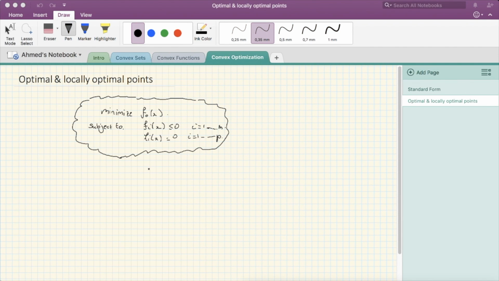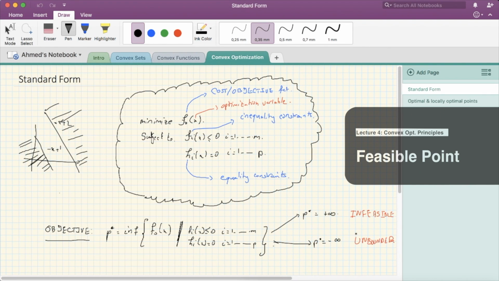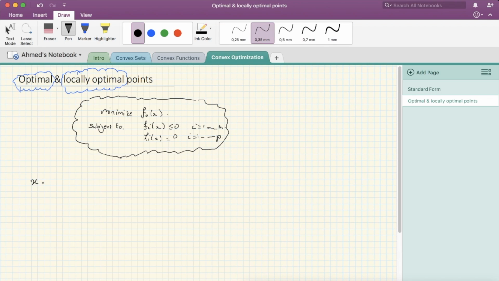Okay, so now let's discuss two types of points. So one is optimal points, right? The other ones are termed locally optimal points. Now we'll talk about those in more detail. But before, let's go ahead and define what a feasible point is. Right here, when we discussed P star, we said that the problem is infeasible or the problem is unbounded. Right here, we say that x is feasible, so it is a feasible point, when x is in the domain of f0, right? That's one. And two, when x satisfies my constraints.